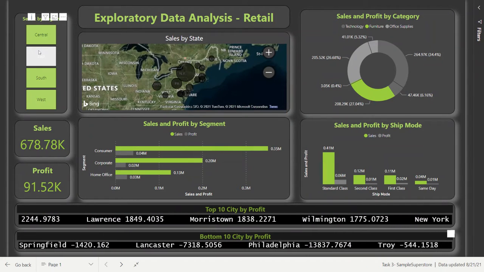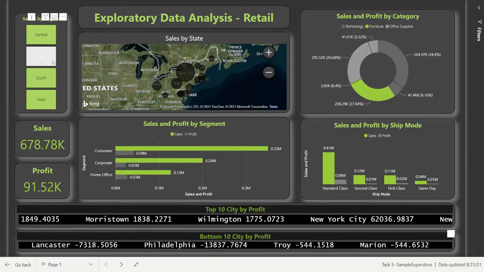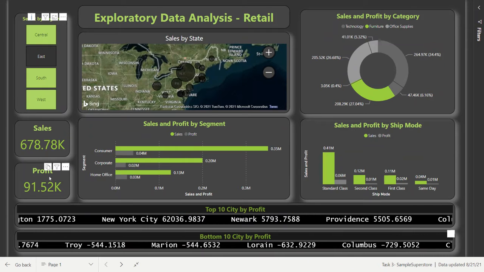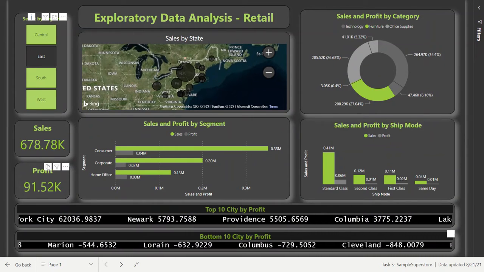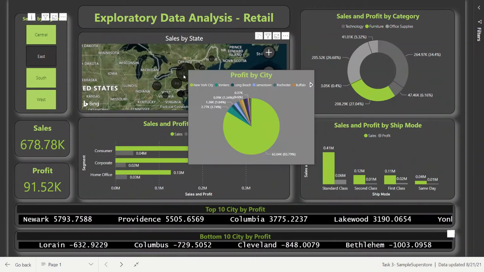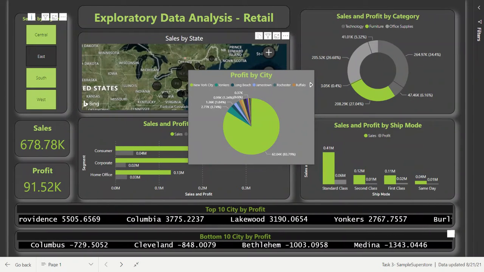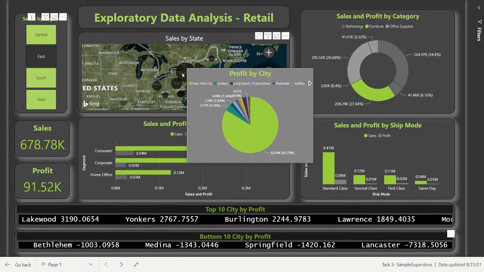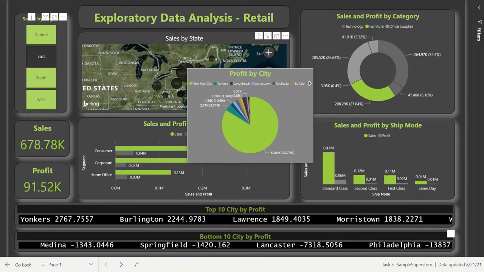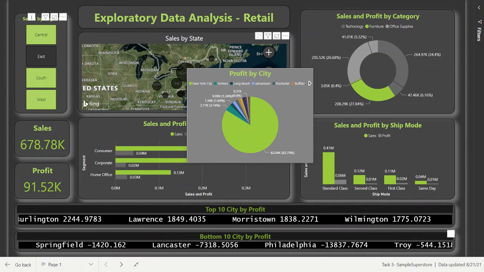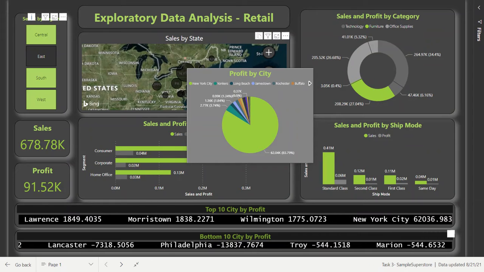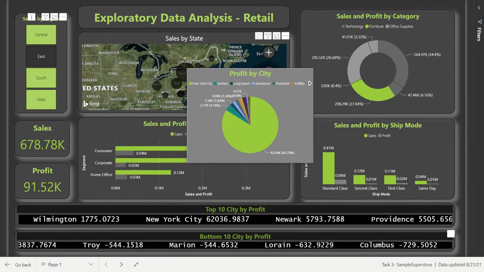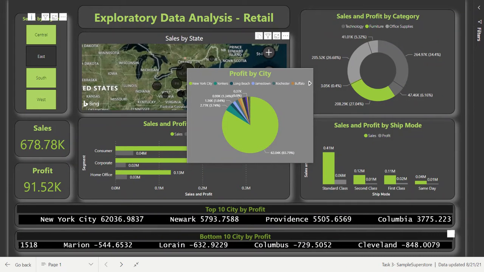So let's go to our second region, that is the East region. Here we get sales of $678.78k with a total profit of $91.52k. Here we can see New York State has a bigger ball than any other, which means it has more sales than any other state. Our company is getting more benefit from New York City, with a total profit of 83.79 from this state alone.